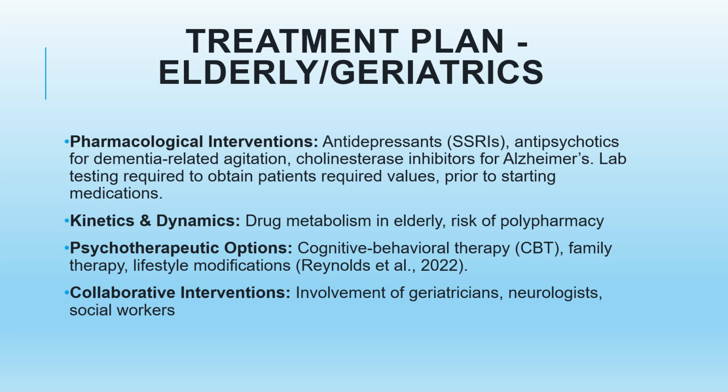When considering psychotherapeutic options, there are some such as cognitive behavioral therapy, family therapy, and then also lifestyle modifications. Even if it's something as simple as changing their diet or having a sedentary lifestyle or isolated lifestyle. And then there are collaborative interventions such as the involvement of geriatricians and neurologists as well as social workers.